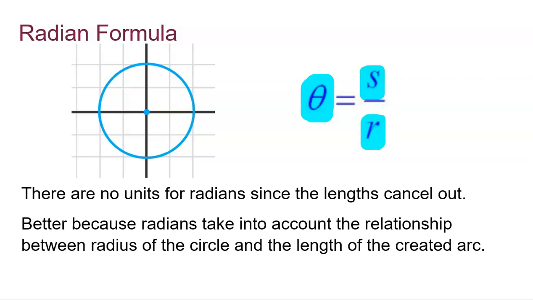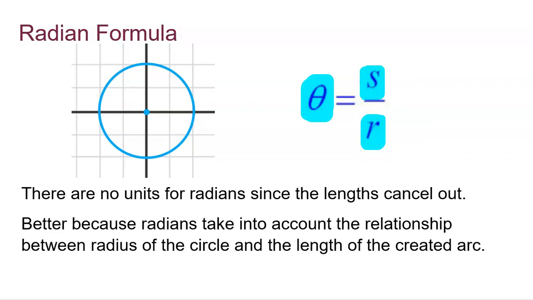Now, there's no units on radians. No units, because they actually cancel out. Because if your arc length is in inches and your radius is in inches, that unit will reduce and be gone. Or if you measured it in feet, well, they're both in feet and they're going to be gone. So that's actually a good thing. It makes dealing with radians really cool and really simple.